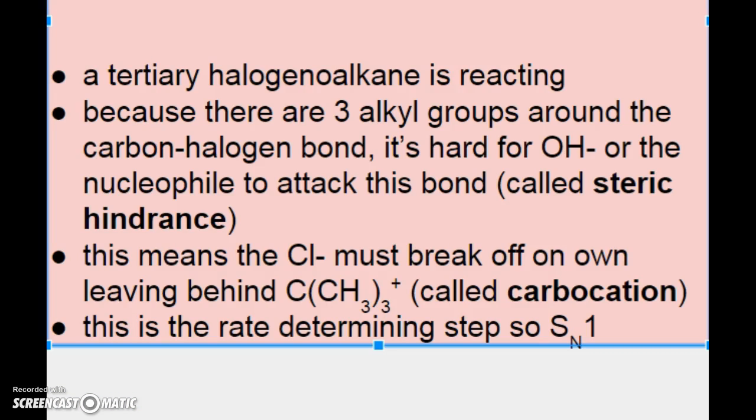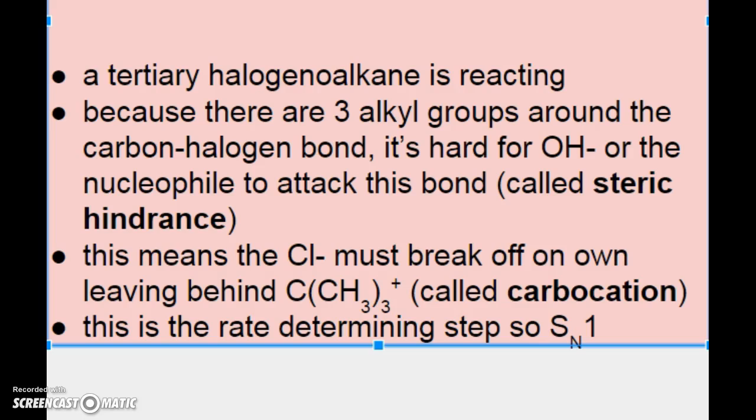Okay, looking at an SN1 reaction, I'm going to scroll back up and show you the actual reaction and draw this out as well. But just the notes that you won't be able to see as I'm sketching this out: a tertiary halogenoalkane is reacting in an SN1. And because there's 3 alkyl groups, remember that's what tertiary means, there's 3 carbons attached to the same carbon that the halogen is attached to.